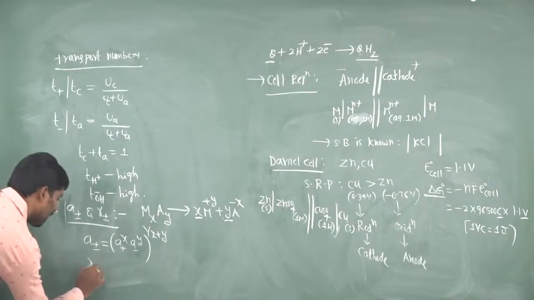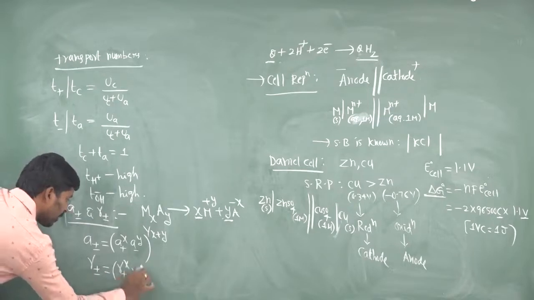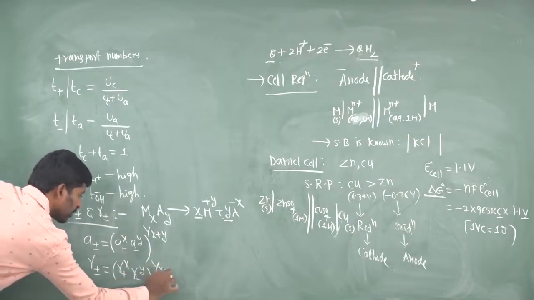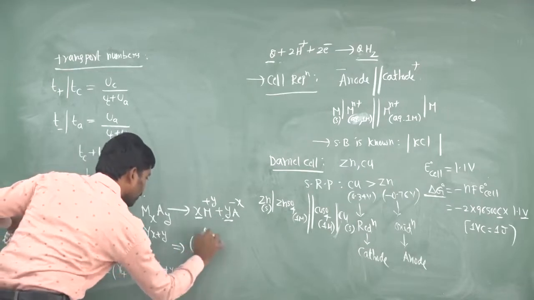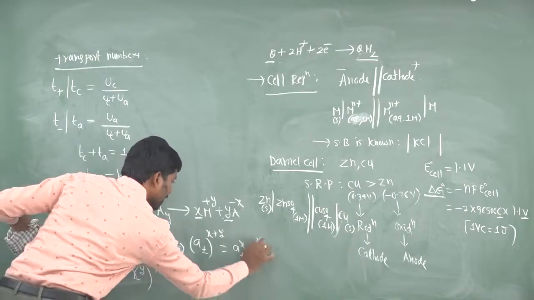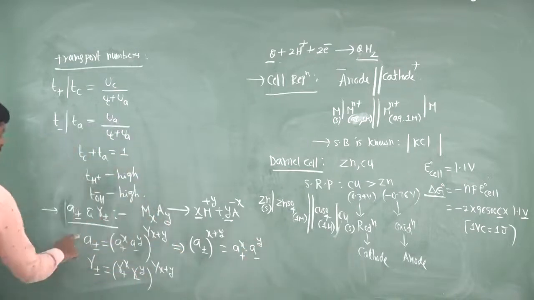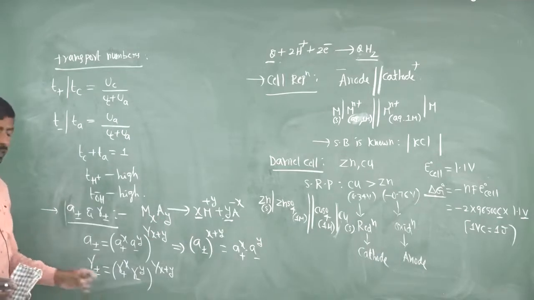Next, gamma plus or minus is also the same: gamma plus power x, gamma minus power y, whole power 1 by x plus y. Otherwise we can write it like this: a plus or minus whole power x plus y is equal to a plus power x, a minus power y. If you bring this to the left side, 1 by x plus y becomes x plus y. The same applies to mean ionic activity coefficient.